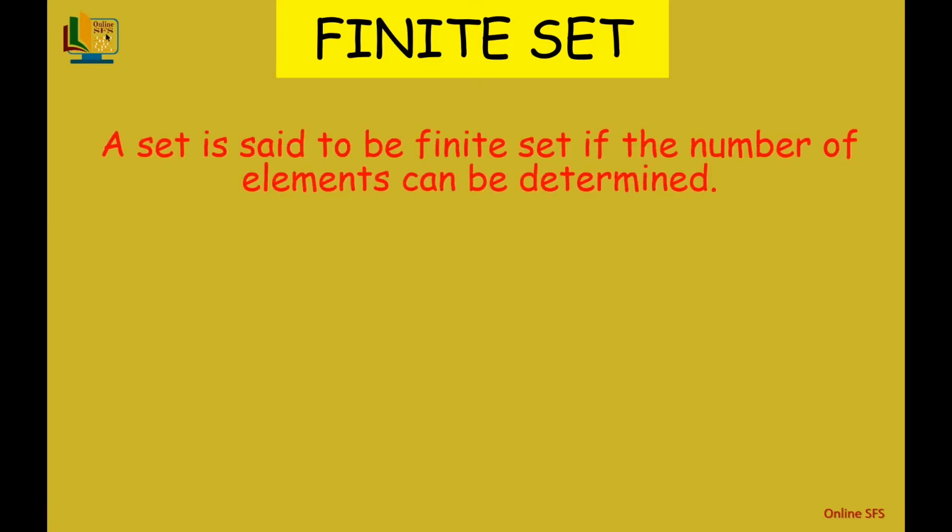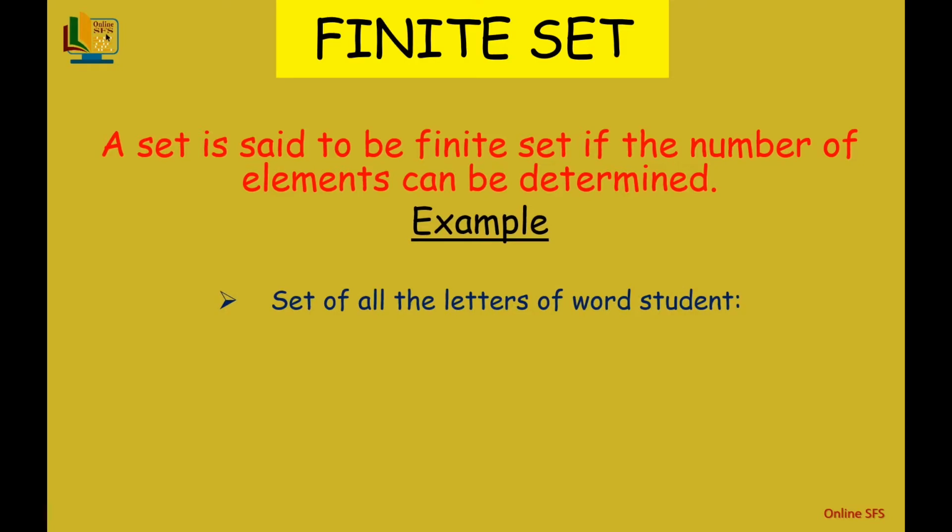A set is said to be finite set if the number of elements can be determined. For example, let's make a set of all the letters of the word student. We'll first give this set a name, let's say A, and then write down all the elements of the required set, and it will be S, T, U, D, E, N, T. Over here, all the elements of the set were properly known and mentioned while forming a set. Hence, it is a finite set.